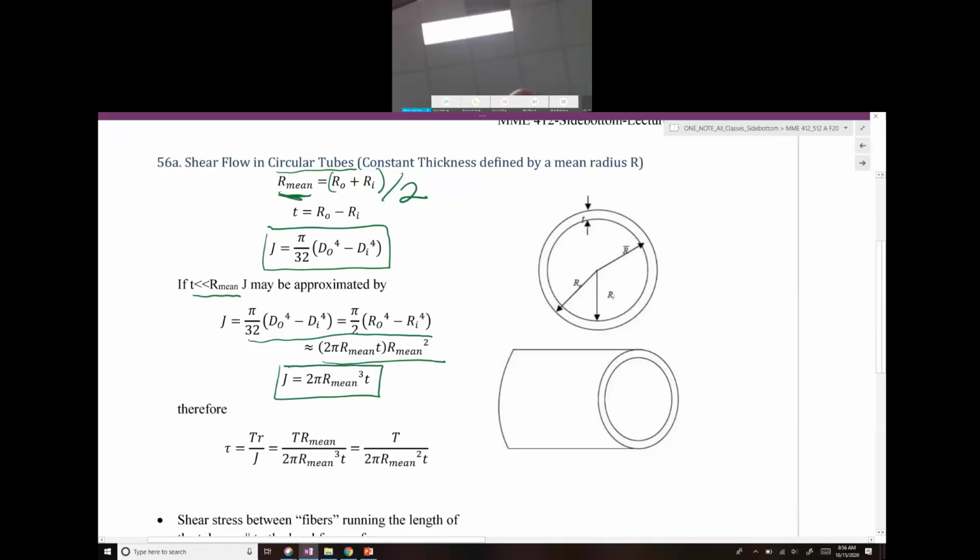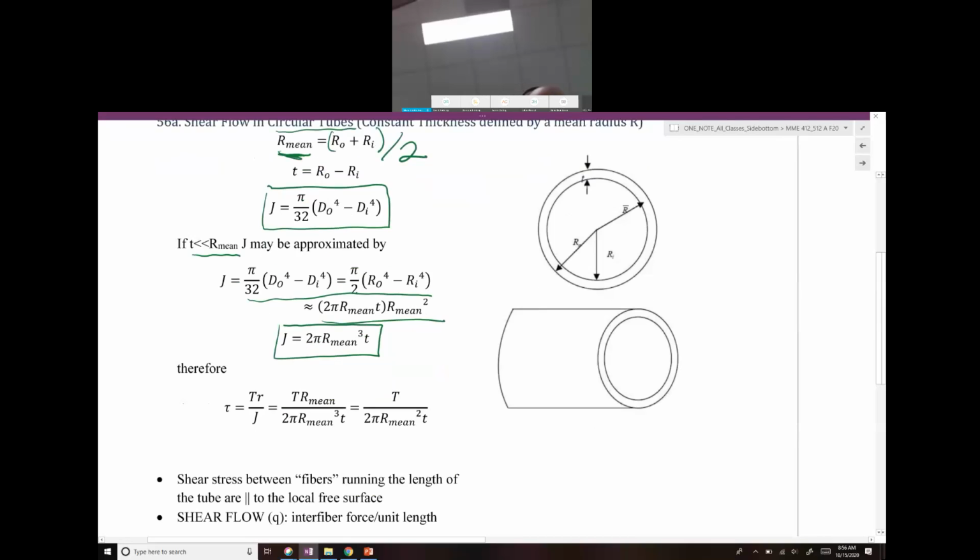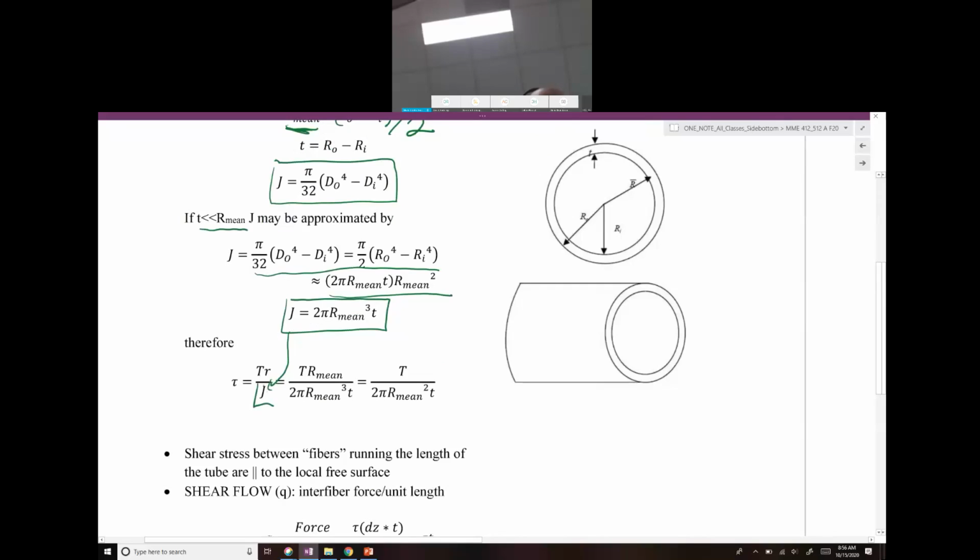So with this polar moment of inertia term, we can plug it in to our definition of our shear stress, TR over J. If we plug in all of our terms here, and we set our radius equal to our average radius of the tube, what we'll end up getting is this equation for our shear stress tau.